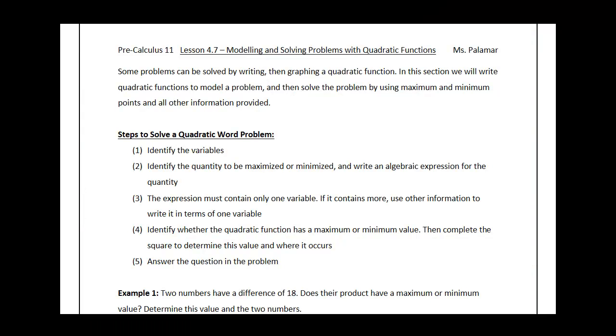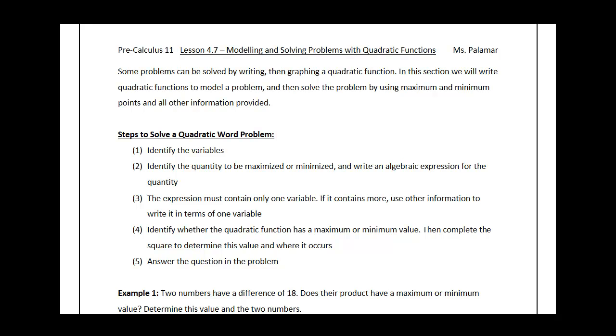Welcome to Lesson 4.7, Modeling and Solving Problems with Quadratic Functions. Now, some problems can be solved by writing, then graphing a quadratic function. In this section, we will write quadratic functions to model a problem, and then solve the problem by using maximum and minimum points and all other information provided.